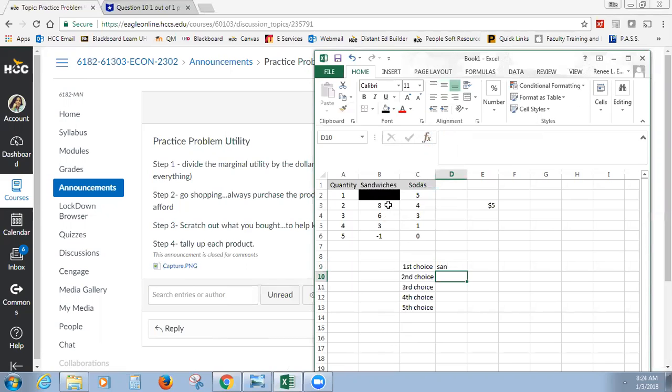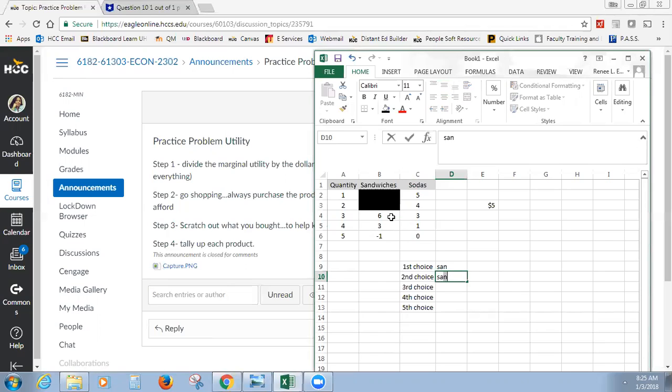Second choice, now make sure you scratch it out. The reason being is because on your second choice, I'm not selecting the first sandwich, I'm selecting the second sandwich. And obviously, the marginal utility goes down, that's the law of diminishing marginal utility, the more you have of it. So here I have a choice between 8 bang for the dollar or 5. I'm going to pick the 8.